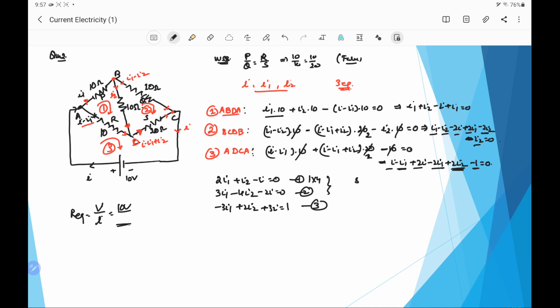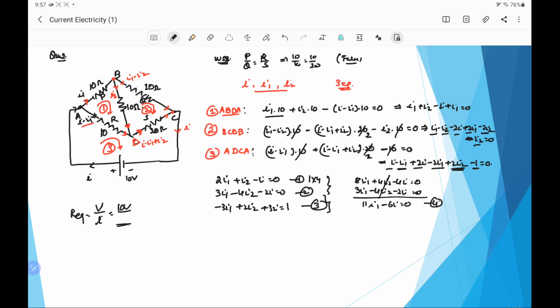So the equation will come 4 into 2, 8I1 plus 4I2 minus 4I equal to 0, and the second equation is written as it is, 3I1 minus 4I2 minus 2I equal to 0, and then on adding we will get I2 cancelled, and it is 11I1 minus 6I equal to 0. This is equation number 4.